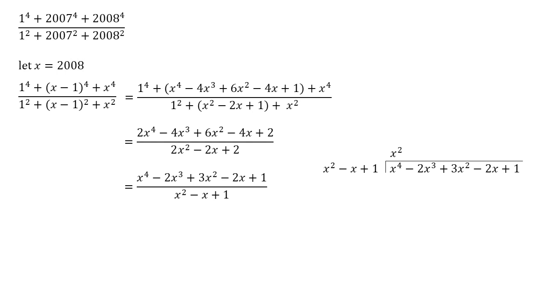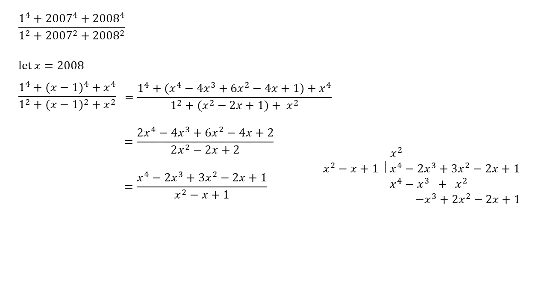Now if we multiply x squared minus x plus 1 through by this x squared, we get x to the 4 minus x cubed plus x squared, which we take away from our original expression, and that's going to leave us with minus x cubed plus 2x squared minus 2x plus 1.